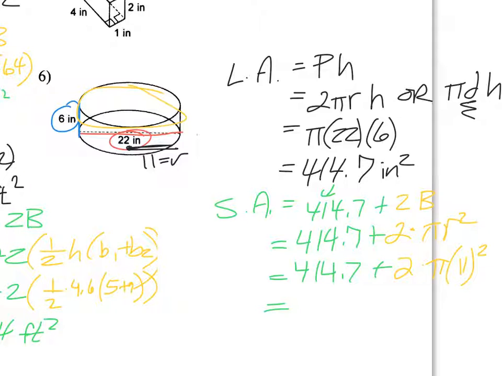414.7 plus 2 times pi times 11 squared. And I get 1175.0 inches squared. So I know this was a long video just because there's a lot of stuff, but it's all just plugging into formulas. You just got to remember the formulas. So hopefully this will make sense to you.